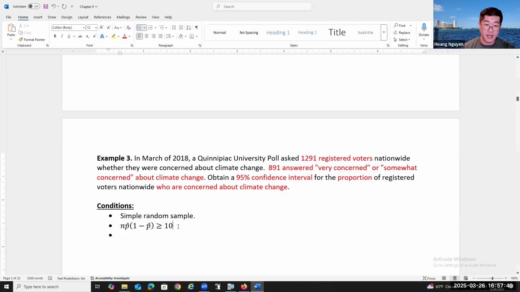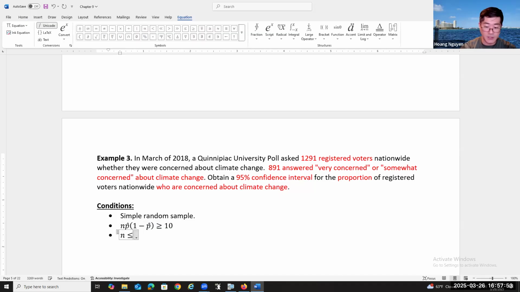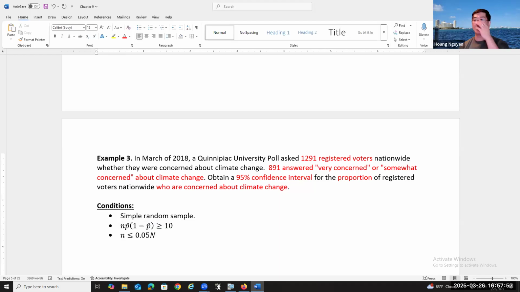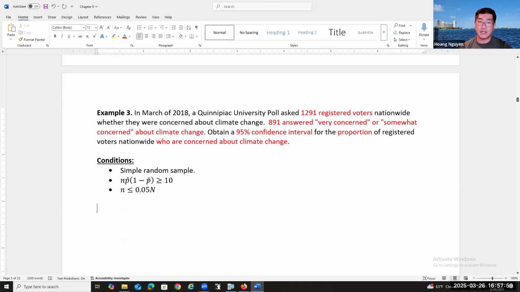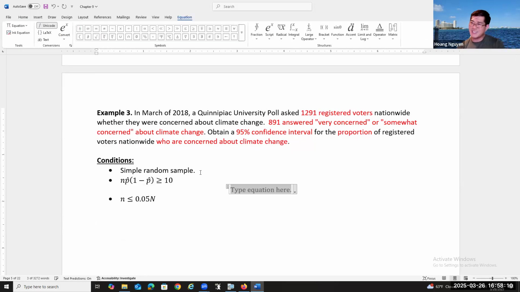And the third condition is going to be the sample size n has to be less than or equal to 5% of the entire population. Okay. So the first condition, simple random sample. Make sure that the 1,291 people we select are going to be at random. The second condition is this one. Do we know this? Is it true? Okay. So you have to double check this condition, right?